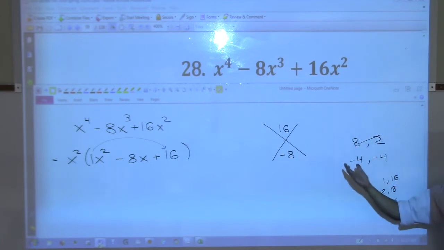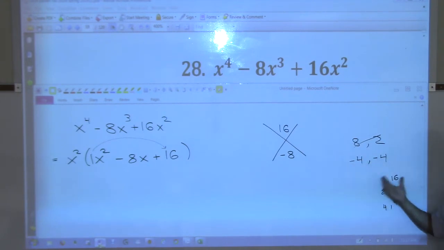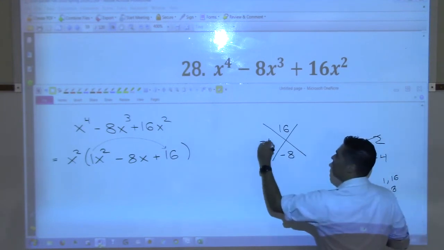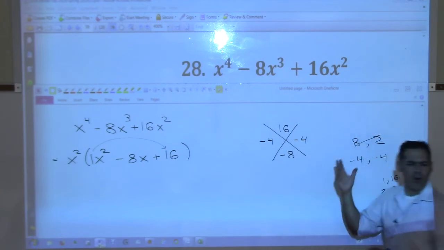And does it always work? It doesn't always work, right? And when it doesn't work, we say it's prime. But in this case, if we make both of those negative, we've got it. So -4, -4.